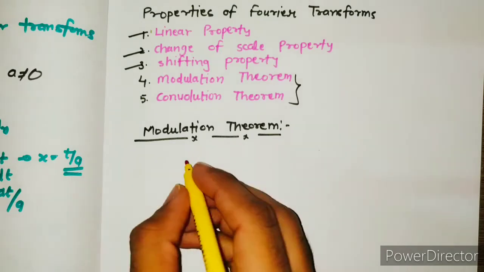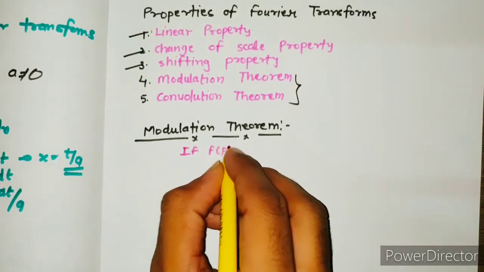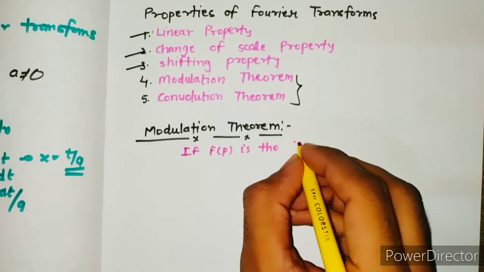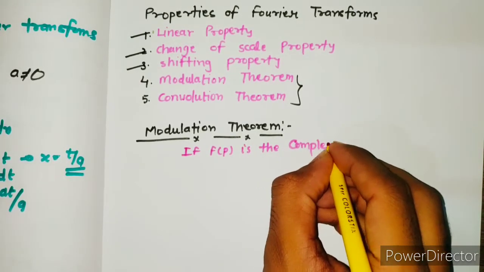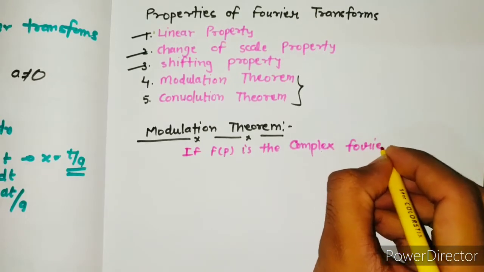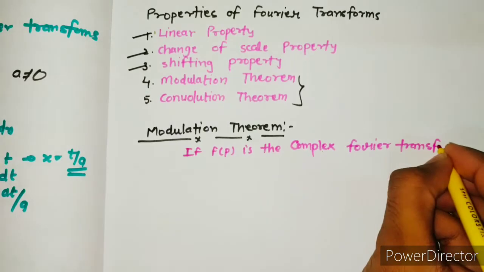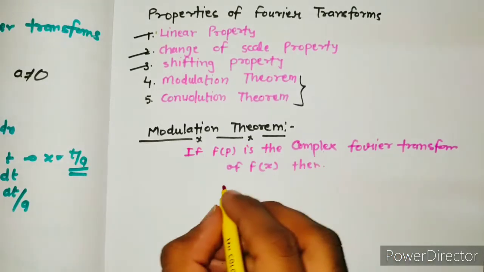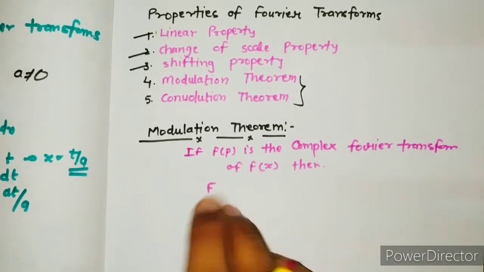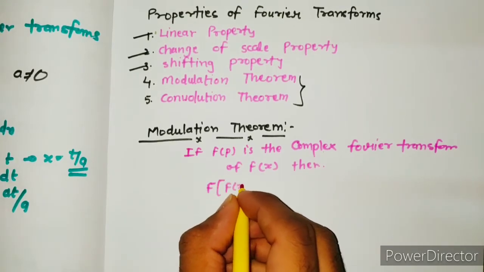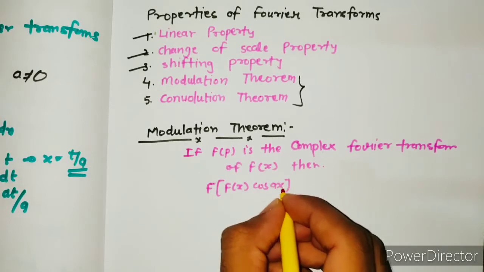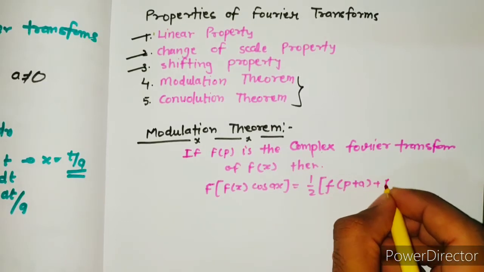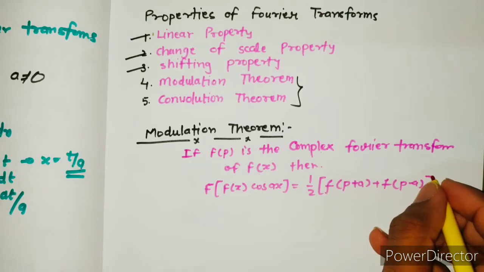In the modulation theorem, if F(p) is the complex Fourier transform of f(x), then the final result, this is the formula of the modulation theorem: the Fourier transform of f(x) cos ax equals 1/2 [F(p + a) + F(p - a)]. This is our modulation formula.